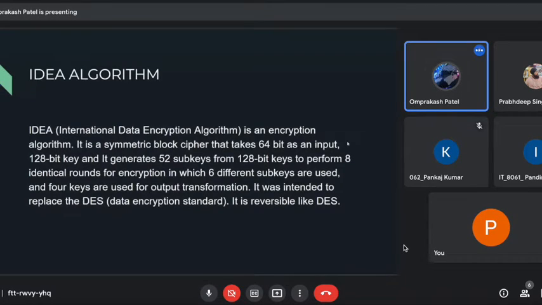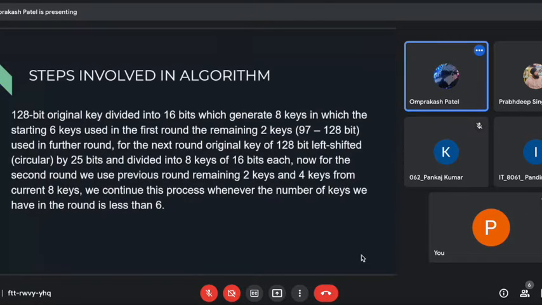Firstly, ideal algorithm. Ideal algorithm stands for International Data Encryption Algorithm. It is an encryption algorithm. It is a symmetric block cipher that takes 64-bit as an input, 128-bit key, and generates 52 subkeys from the 128-bit key to perform 8 identical rounds for encryption, in which 6 different subkeys are used and 4 keys are used for the output transformation. It was intended to replace the data encryption standard. It is also reversible like DES.